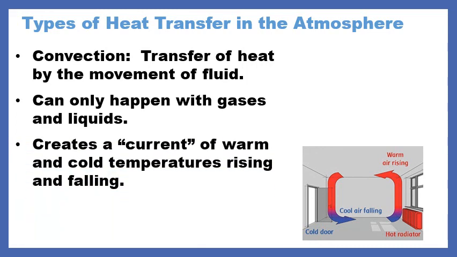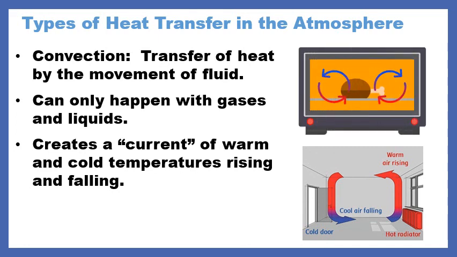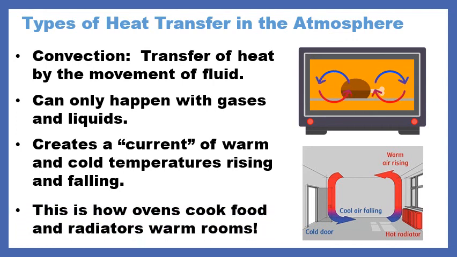What happens is it creates a current or pattern of warm and cold temperatures rising and falling. This is how it works with your oven, how it cooks your food, and also how radiators warm rooms. They make this kind of current of hot and cold air rising and falling, and then you put your radiator on, and maybe an hour later, the entire room is roasty toasty. And again, this usually happens with gases, but it can also happen with liquids.